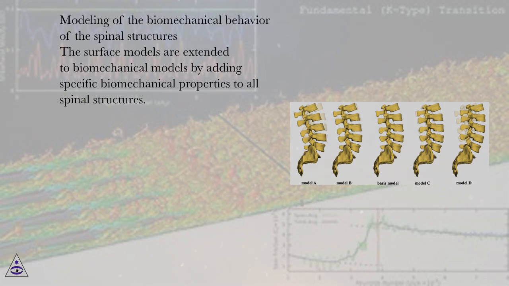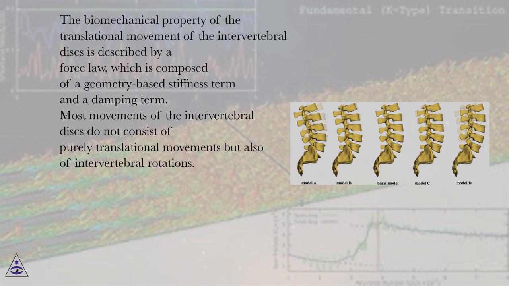Modeling of the biomechanical behavior of the spinal structures. The surface models are extended to biomechanical models by adding specific biomechanical properties to all spinal structures. The biomechanical property of the translational movement of the intervertebral discs is described by a force law, which is composed of a geometry-based stiffness term and a damping term.